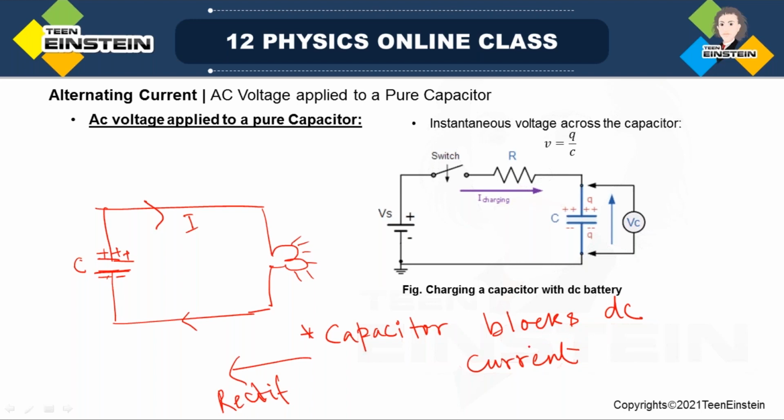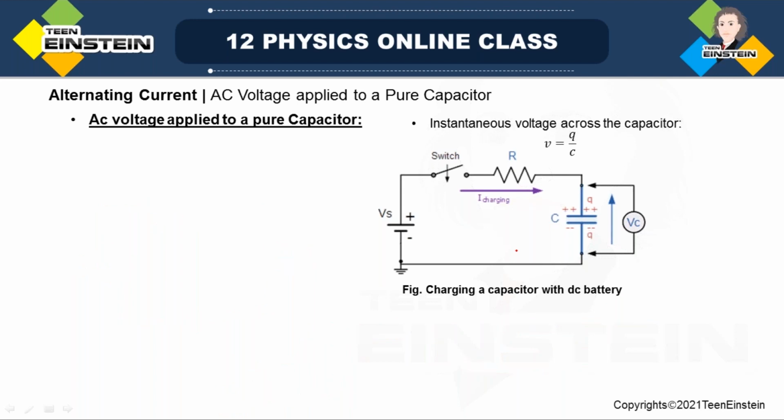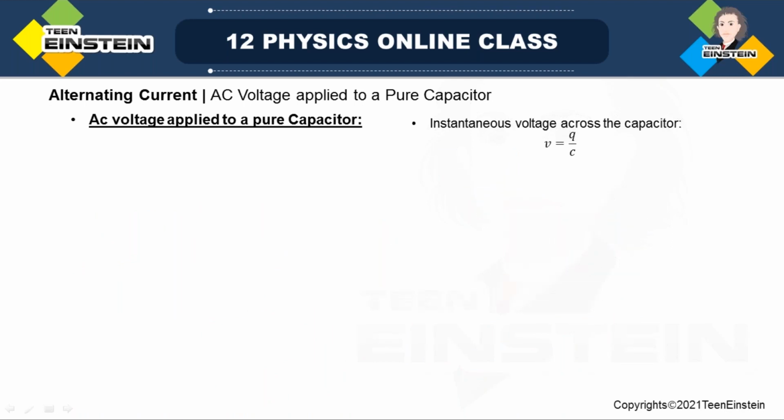We'll be seeing this in the rectifier circuit, in the 14th chapter, I think, when we discuss full wave and half wave rectifier circuits. We'll again see that the capacitor is used to block the DC current. Okay, all right. So this is what we know for DC. Now we'll go to the main discussion here.